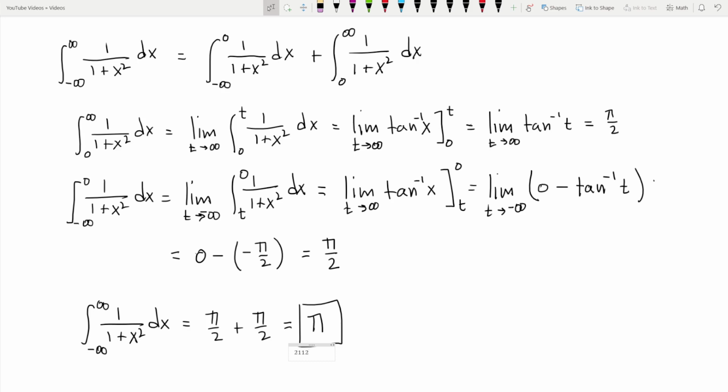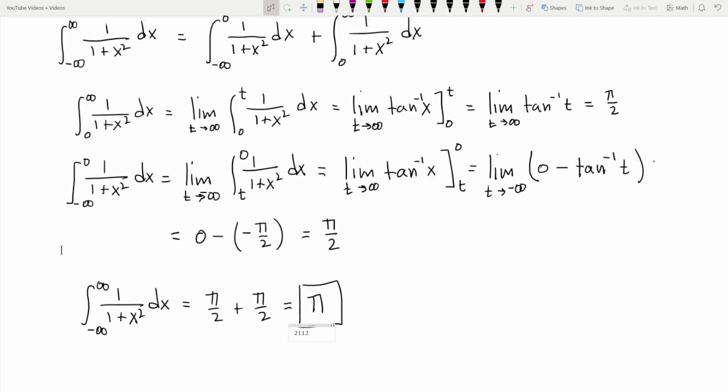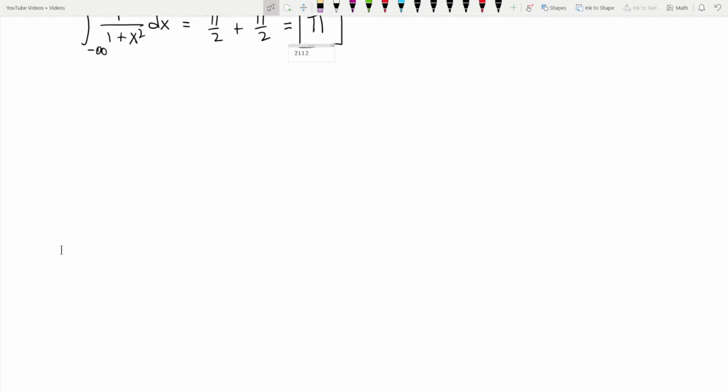So I showed you a little bit earlier the difference between 1 over x and 1 over x squared. 1 over x squared converged to a finite value, and 1 over x did not converge, it diverged. So let's take a look in general and develop a rule here for functions that look like that.